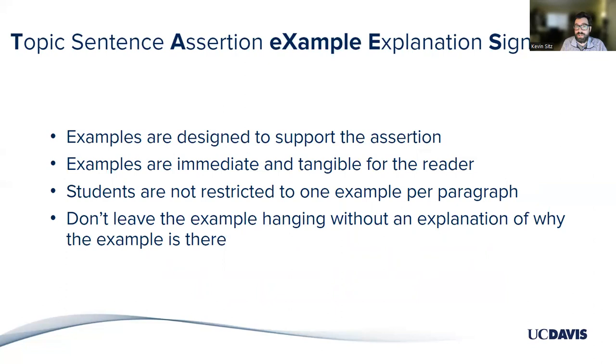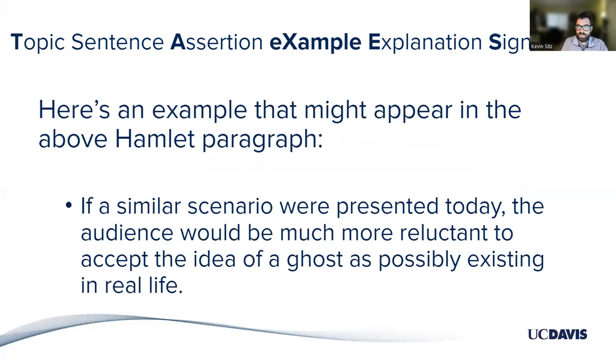I know in this structure, it sounds like there's one topic, one assertion, one example. Maybe there's a couple of examples that belong in this paragraph. But most importantly, we can't just leave the example without any sort of interpretation of it afterwards. So here's an example: if a similar scenario were presented today, the audience would be much more reluctant to accept the idea of a ghost as possibly existing in real life.